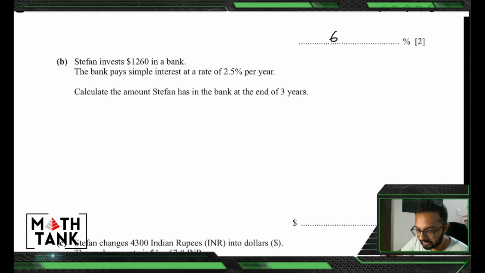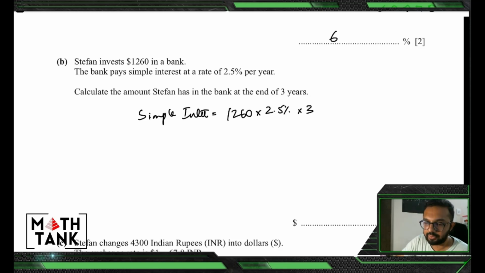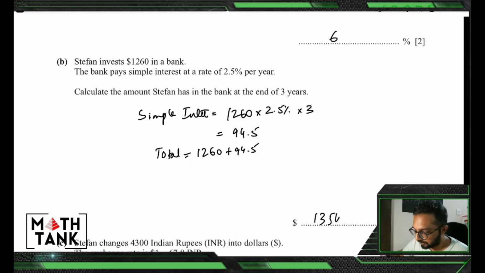So I'm going to say that first I'm going to calculate the simple interest. You must have done PRT. So I'm going to use that principal, rate, and time. So 1260 into 2.5% into 3. So the amount of interest that he received was 94.5. So what's the total amount? 1260 plus 94.5. I get 1354.5.